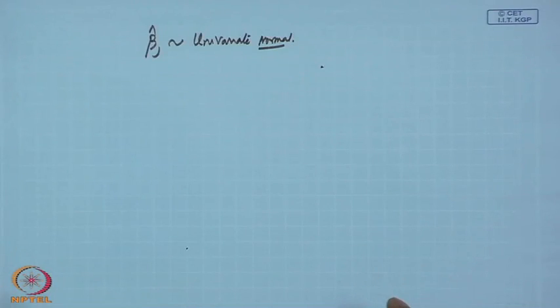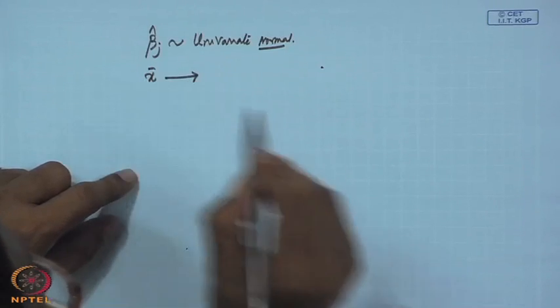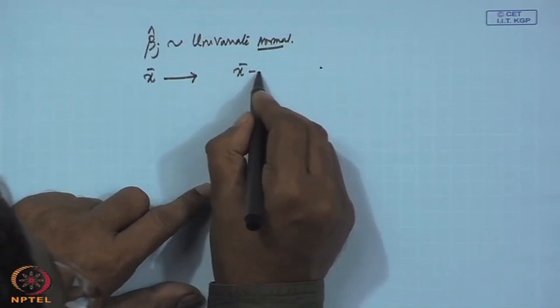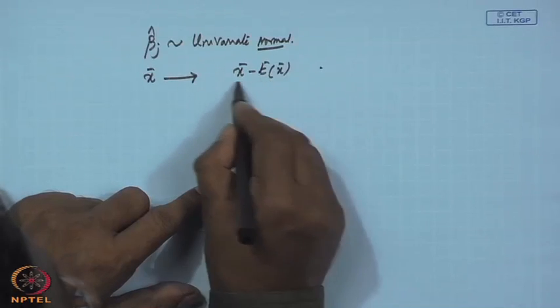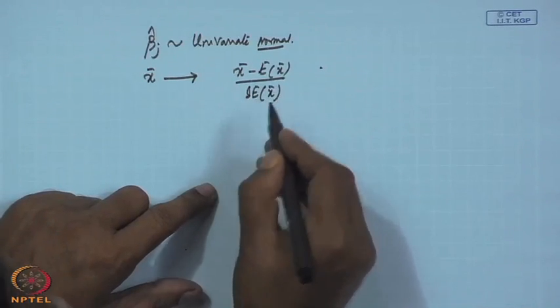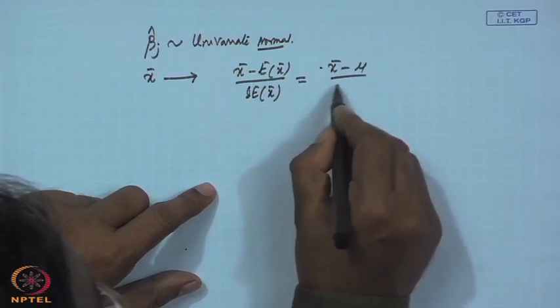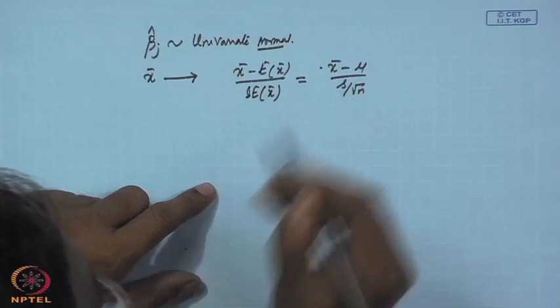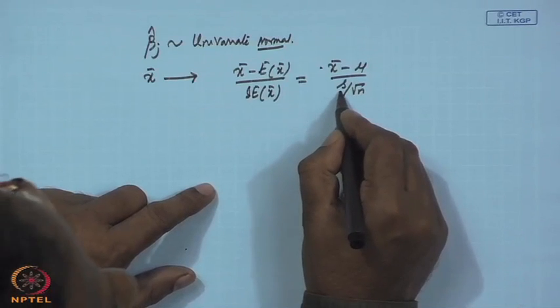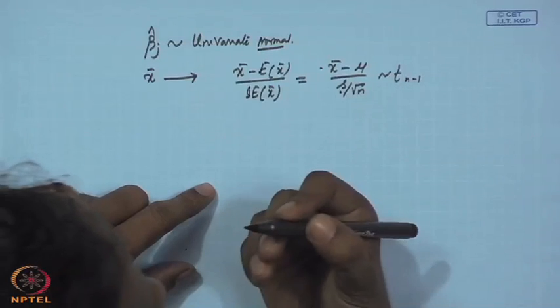Okay. Now, depending on sample size, what will happen? When we have taken x bar, if you can remember, we created something like this: x bar minus expected value of x bar divided by standard error of x bar. Can you remember? This one is nothing but x bar minus mu by s by root n when sigma is not known. So, this follows the t distribution with n minus 1 degrees of freedom.